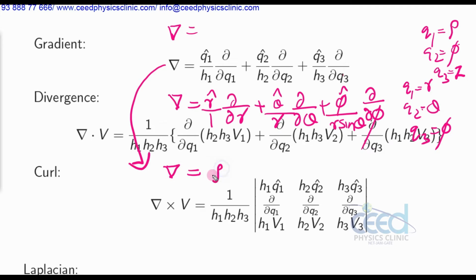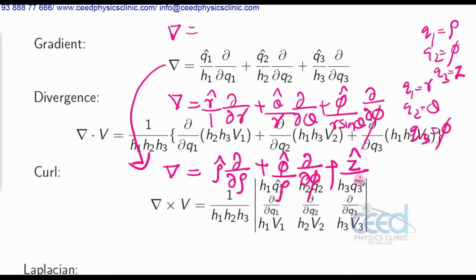So I can convert del as rho cap, and h1 is 1, times dou by dou rho. Plus q2, which is phi cap, and h2 is rho, so phi cap by rho into dou by dou phi. Plus q3 cap, which is z cap, divided by h3, which is again 1, into dou by dou z. So this is the expression for gradient in cylindrical coordinates.